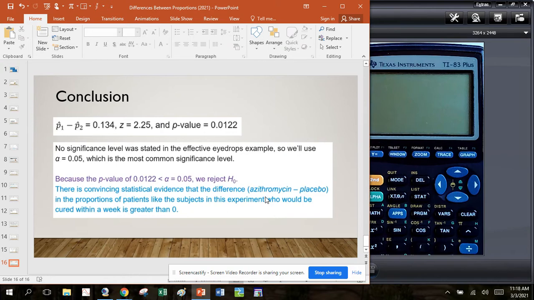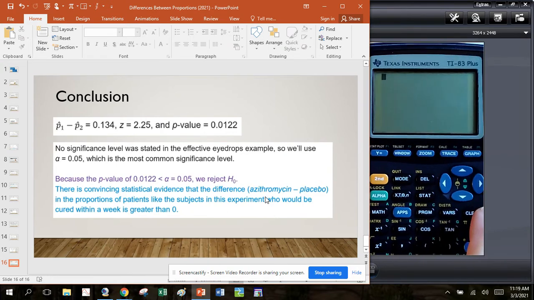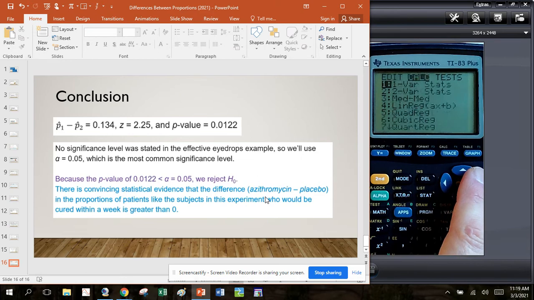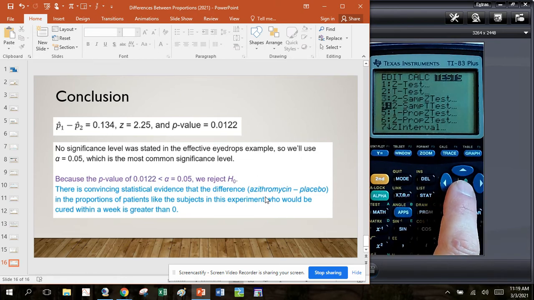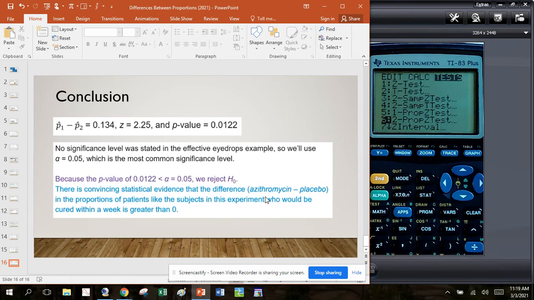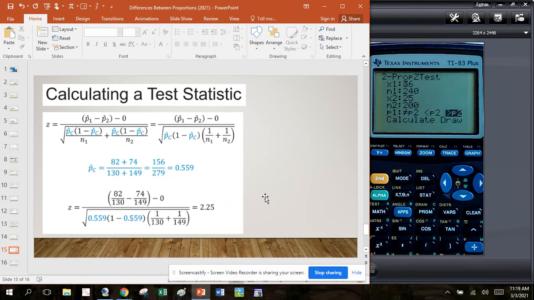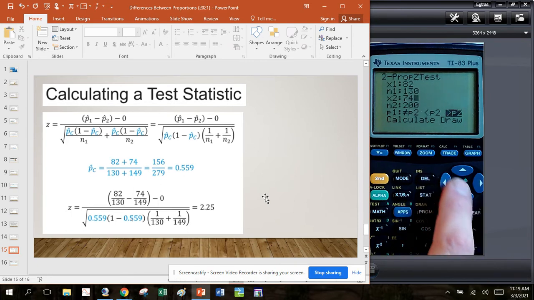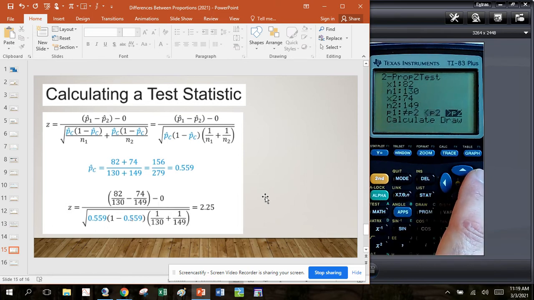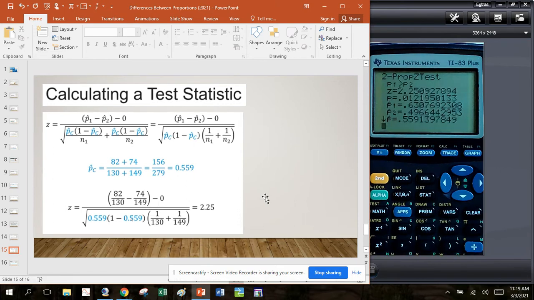Now, let me just show you how to do this on the calculator, okay? Because the calculator does it very fast. So we're going to stat, go across to tests. The one we're looking for is the two proportion z-test. Click on that. Let's go back here and make sure that we've got our values. So x1, that was my first group, 82 out of 130. I think that was the azithromycin group. And the second group, the placebo, it was 74 out of 149. And remember, we're trying to see if the first group is greater than the second group. Go ahead to calculate. And there's our information.